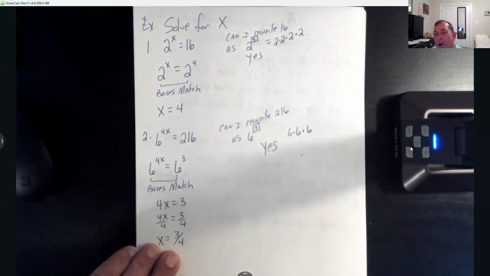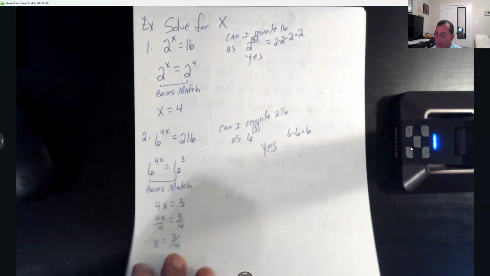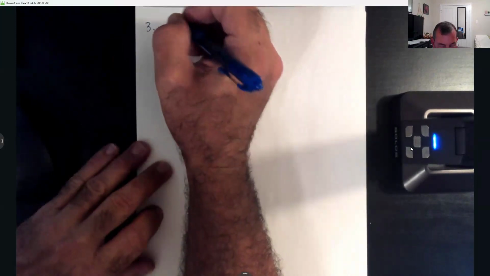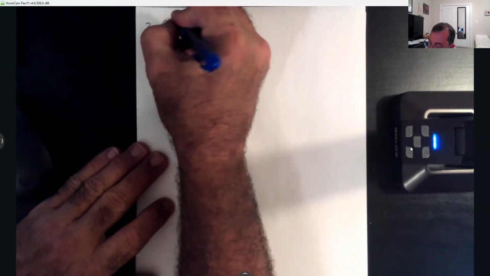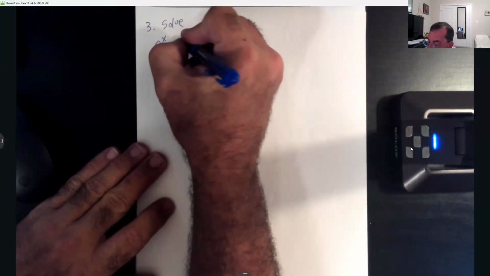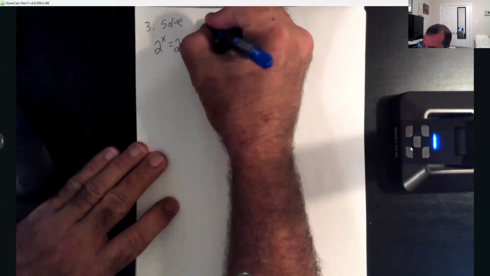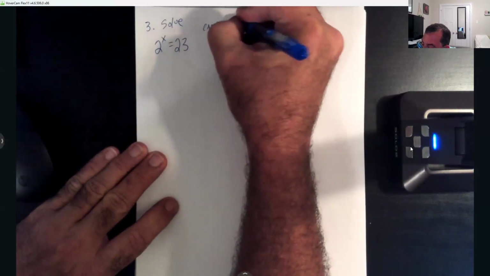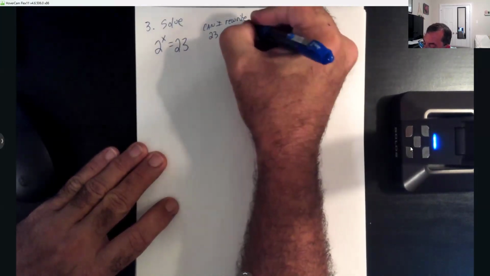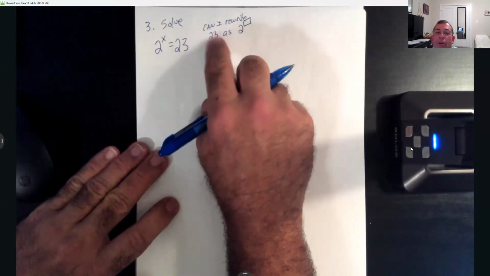So y'all, let's try one that you cannot rewrite. So this will be our number 3. Solve 2 to the x equals 23. So my base is a 2. So my first question, can I rewrite 23 as 2 to some exponent? Well, there's no way I can turn a 2 into a 23.